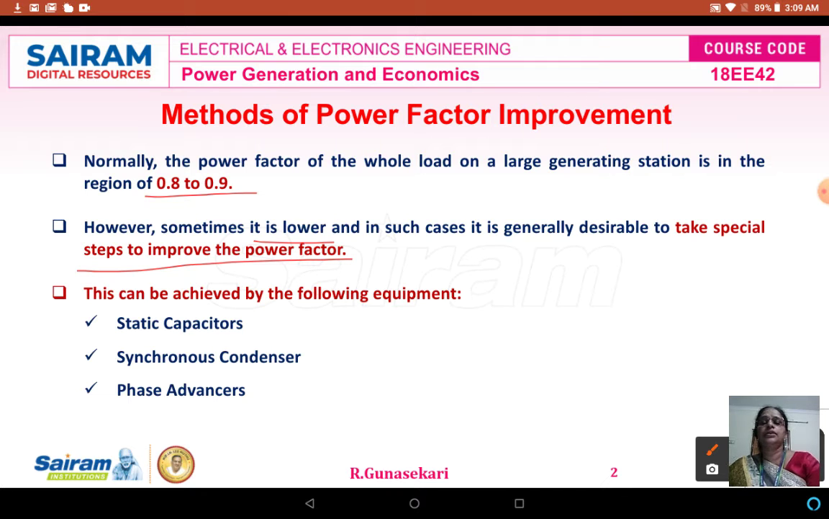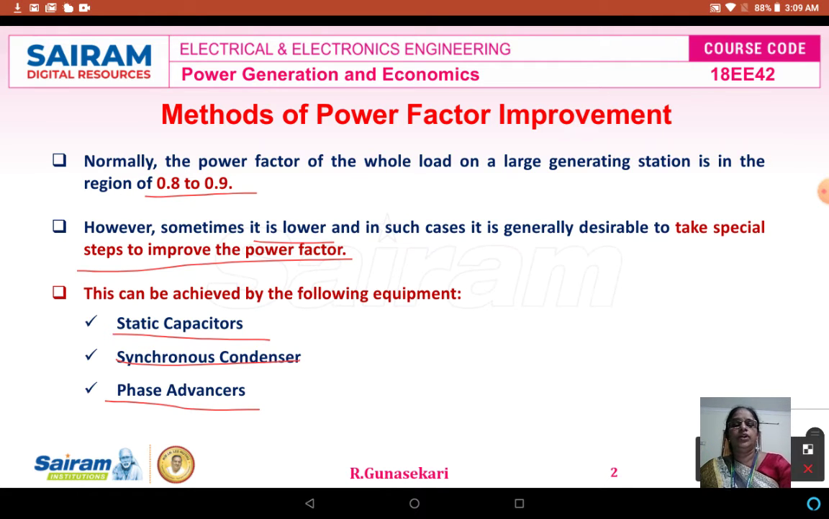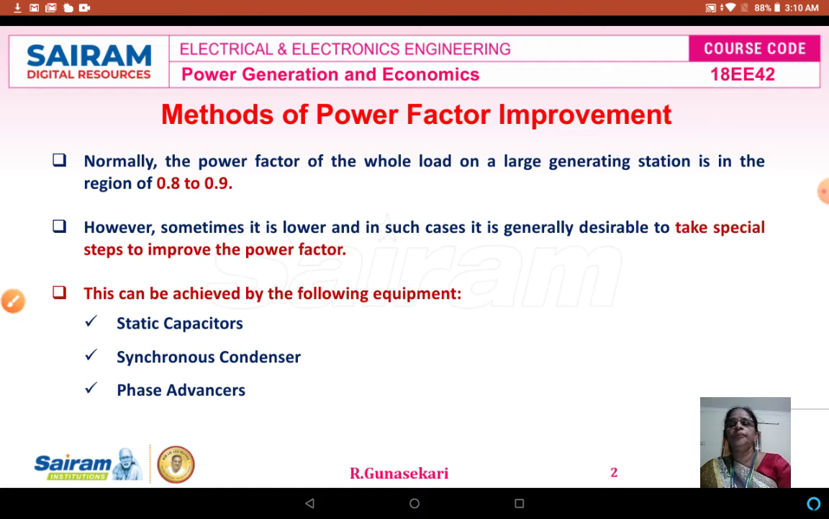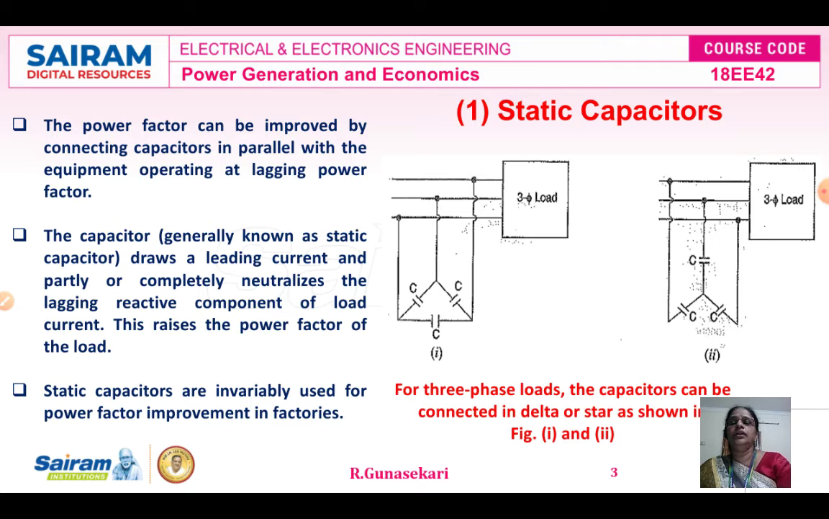How is power factor improvement achieved with the help of equipment? The first one is static capacitors, the second one is the synchronous condenser, and the third one is phase advancers. Now we will study each equipment in detail, and how it improves the power factor.